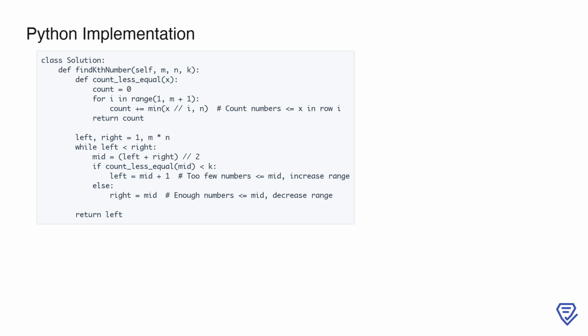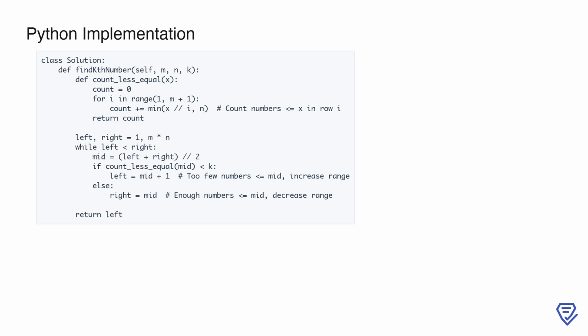This implementation solves the problem using a binary search approach. The core idea is to find the kth smallest number in the multiplication table without explicitly constructing it, as the full table can be very large. The find kth number function starts by defining a helper function, count less equal x, that calculates how many numbers in the table are less than or equal to x. For a given row i, the maximum value that can fit into x is x / i, but this should not exceed n, the number of columns. Summing this up for all rows gives the total count of numbers less than or equal to x.